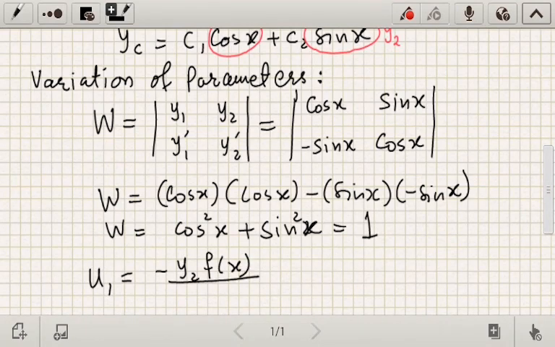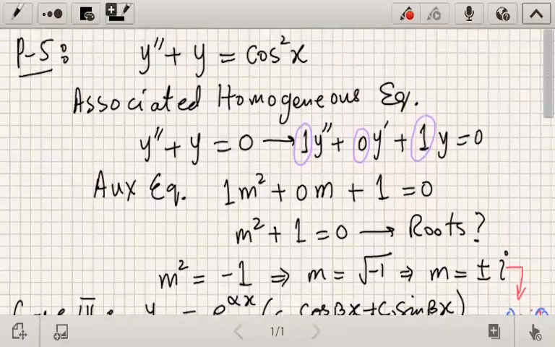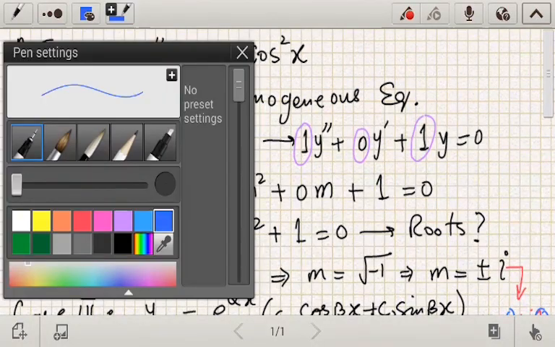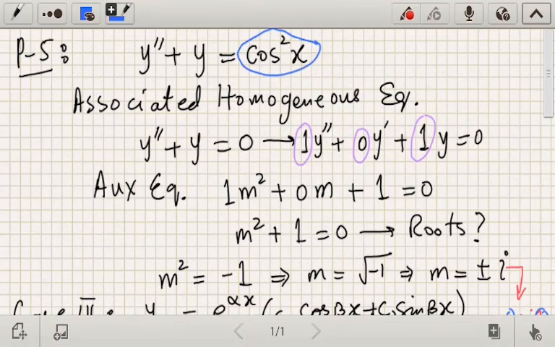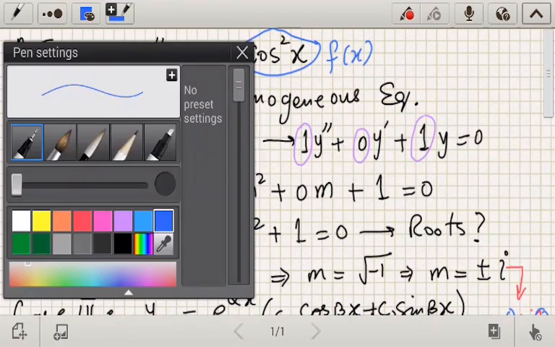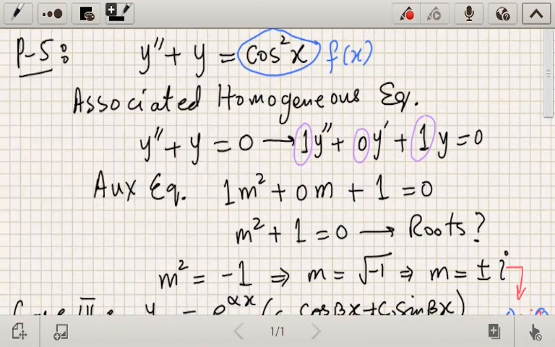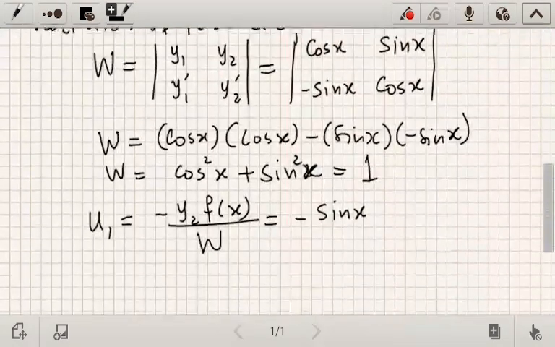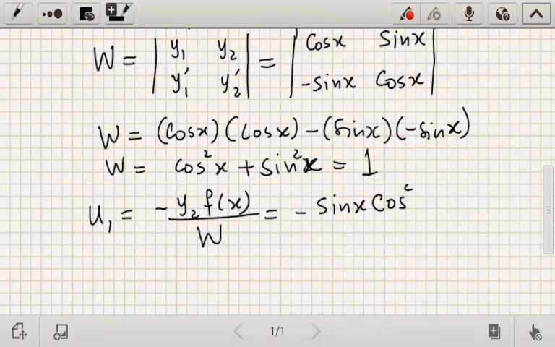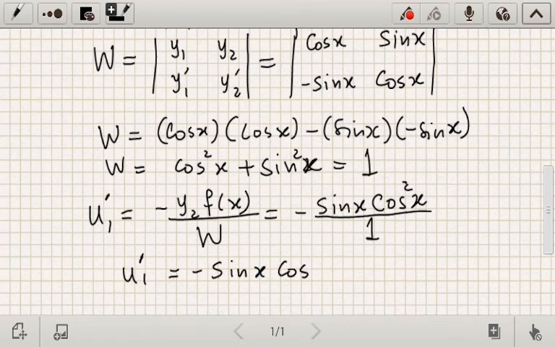divided by W, which equals minus y2, which in our case is sine x. F of x is the right hand side of the given differential equation. We identify this as f of x if the differential equation is written in standard form. So we must first convert the differential equation into standard form no matter how it is given, and then identify the right hand side as f of x. We multiply this with cos square x, and then divide all of this by W, which is 1. So we get u1 prime as sine x cos square x.